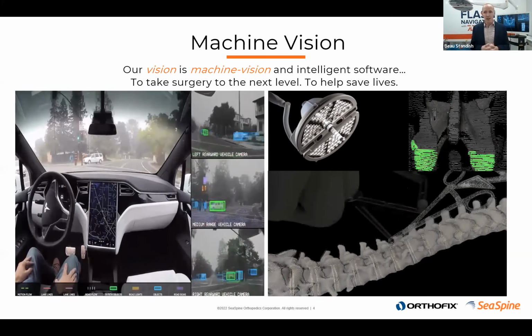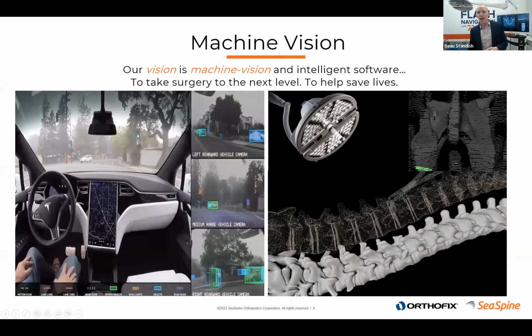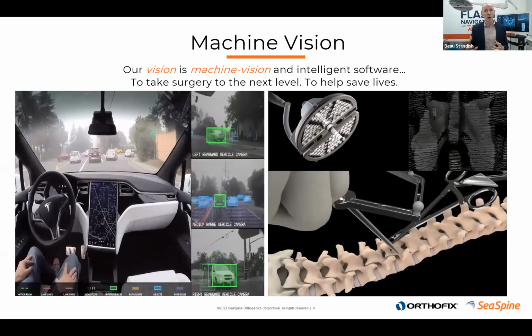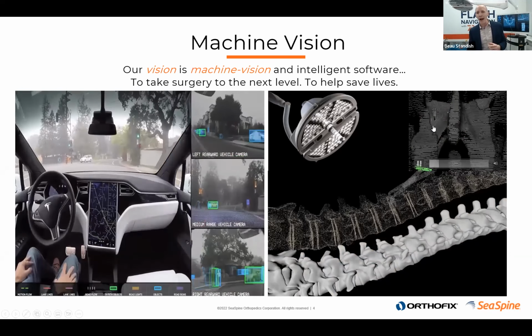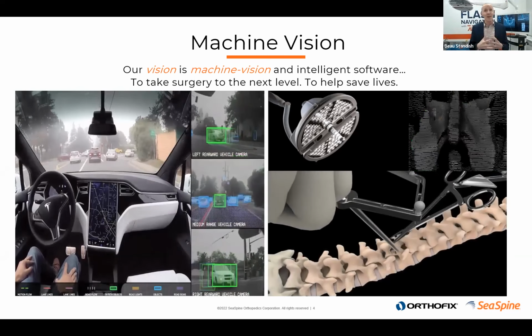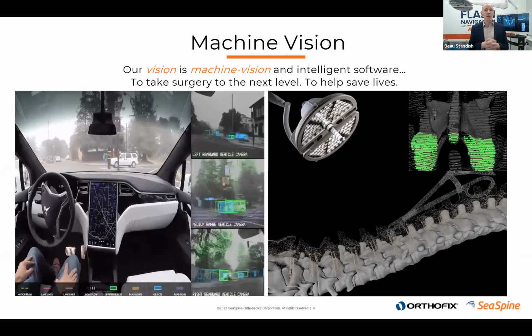So in our imaging head, there on the right-hand side, we now have created our own proprietary 3D imaging system with intelligent software that understands what it's looking at. And rather than looking and understanding if a pedestrian's crossing a road, we're identifying anatomy automatically. What is a spinous process? What is soft tissue? What is bone?